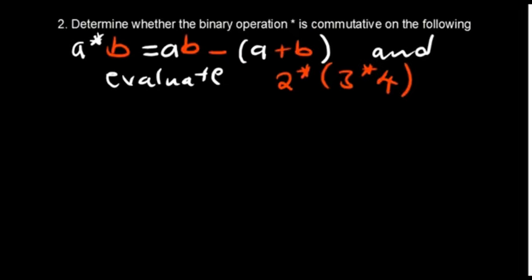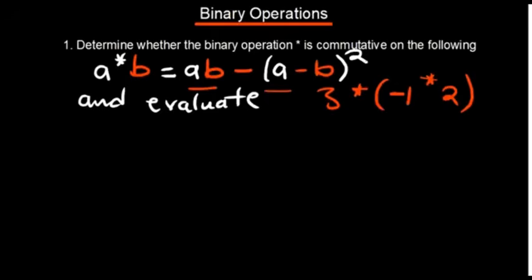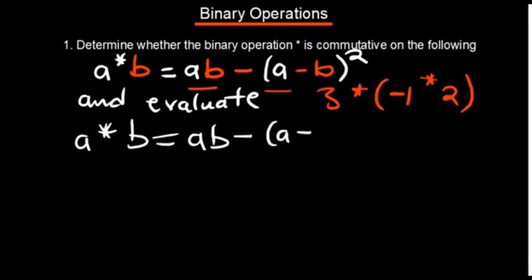I've got 4 questions that I want us to look at. Question 1. Determine whether a binary operation star is commutative on the following. So what we have is a star b being equivalent to ab minus (a minus b) squared. Okay, I'll start by evaluating first of all. What we've been given is 3 star (negative 1 star 2).